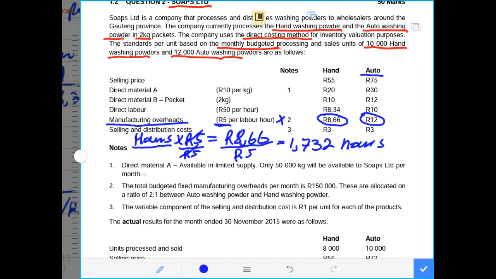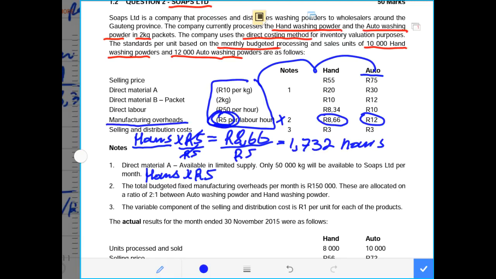Then we do the same thing for auto. It will be hours times the rate per hour, which is 5 rand. As I said, the minute you are given an item like this, it is the same throughout for both products. So the rate is 5 rand per hour for hand washing powder and 5 rand per hour for auto washing powder. What will be different is the number of hours. I think now it should be very clear. Times that by 5 rand per hour gives the amount of 12 rand, which is provided there.